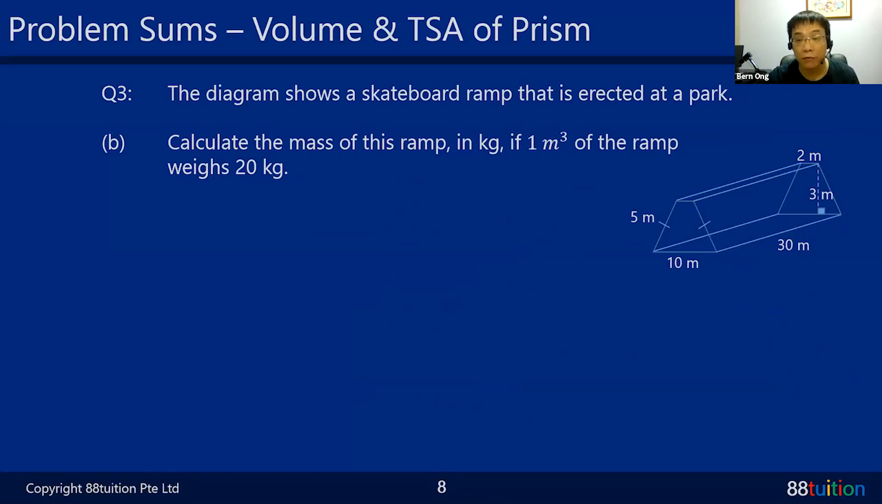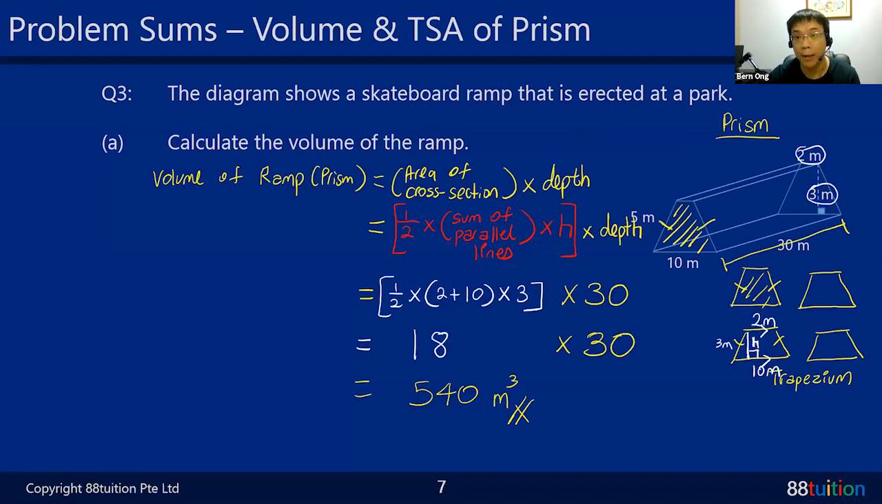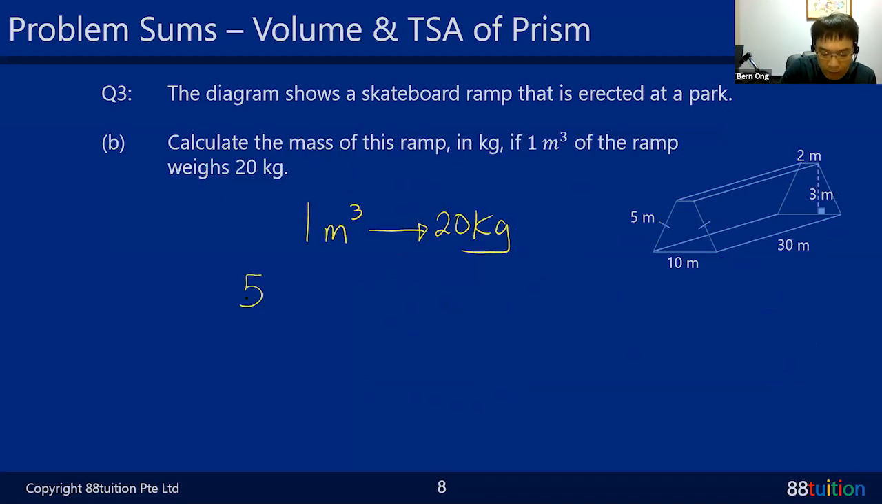Calculate the mass of this ramp. And the clue is 1 meter cube weighs 20 kg. Easy lah. Let's take a look at what is the volume of the ramp. The volume of the ramp is 540. So 540 meter cube is how much? So easy. So from 1, how to get to 540? Times 540. So 20 kg times 540.